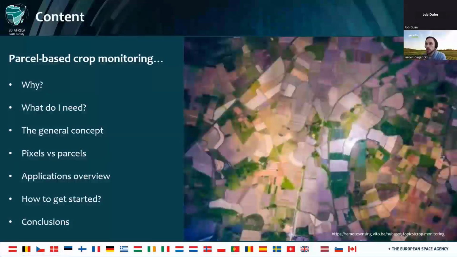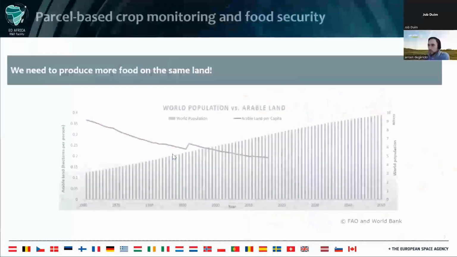So I will briefly talk about why we are engaging in parcel-based crop monitoring using satellite data. What do you need for that? General concepts, also briefly touching upon pixel-based approaches versus parcel-based approaches. Then I will have quite a large section on the different applications that we are currently active in, or the different monitoring potential applications based on satellite data. And then I'll conclude with some practical guidelines on how to get started yourself with the data and introduce you to some tools. So let's get started.